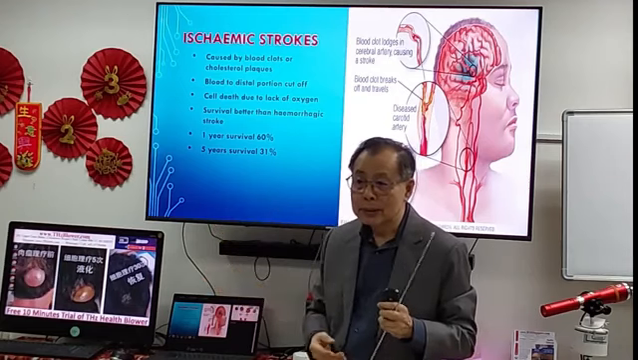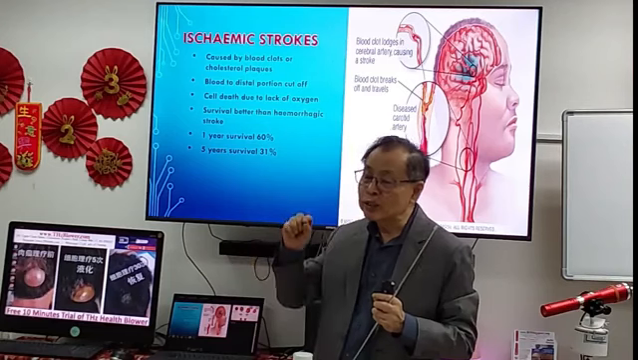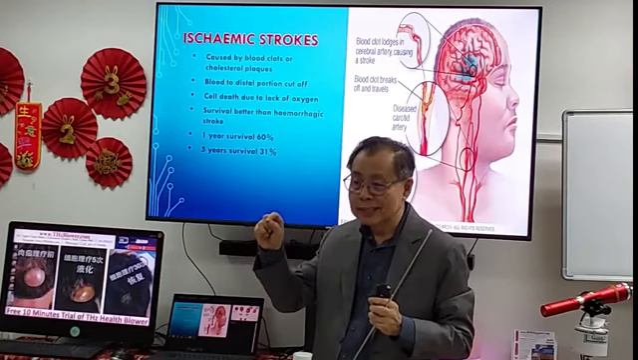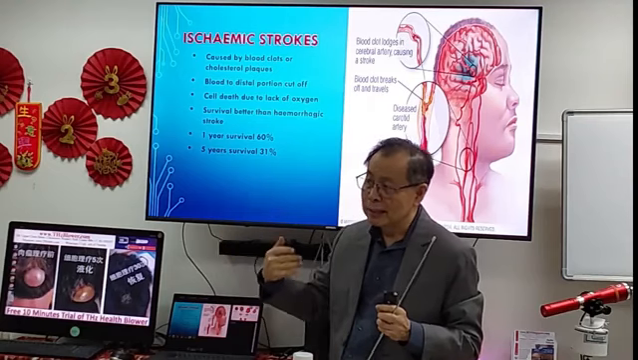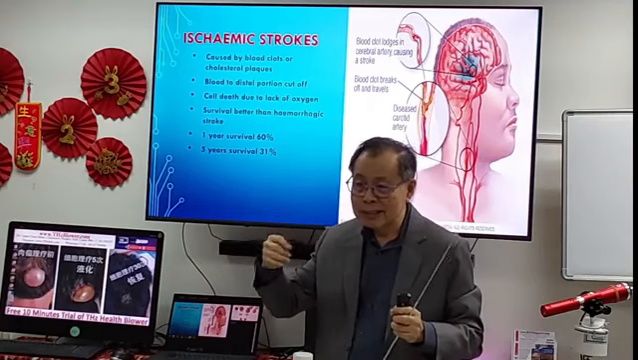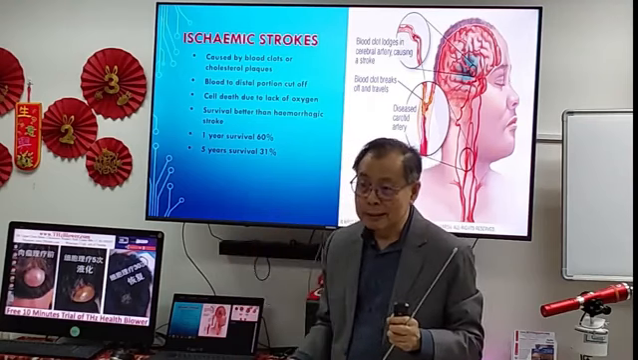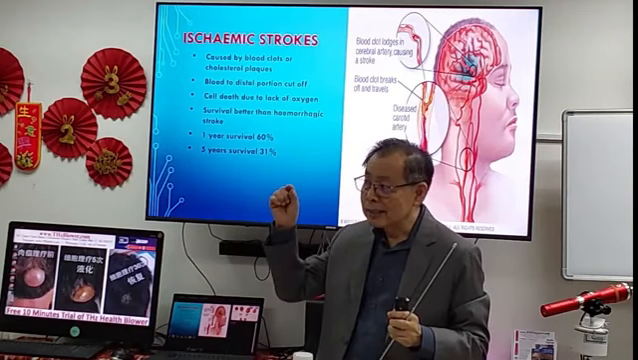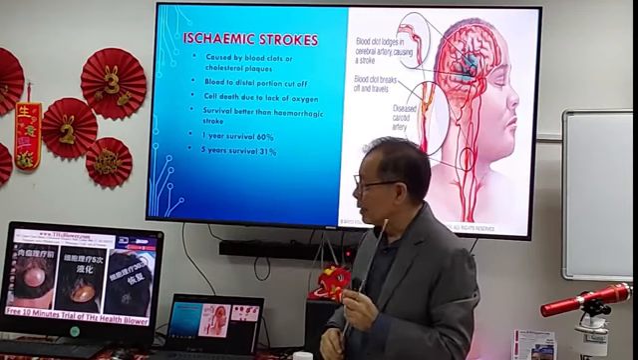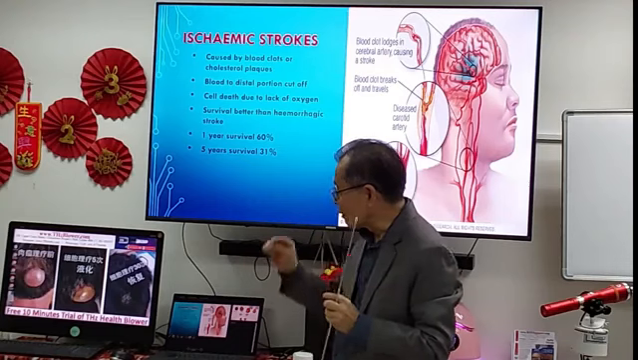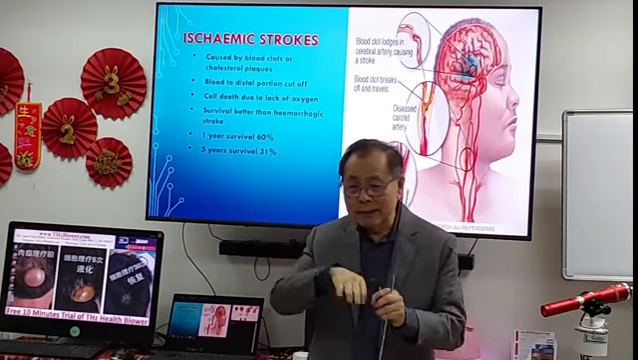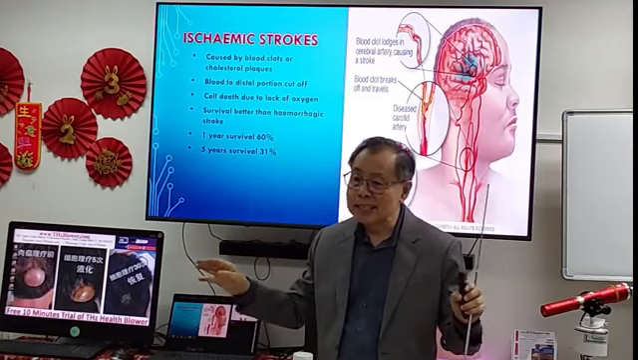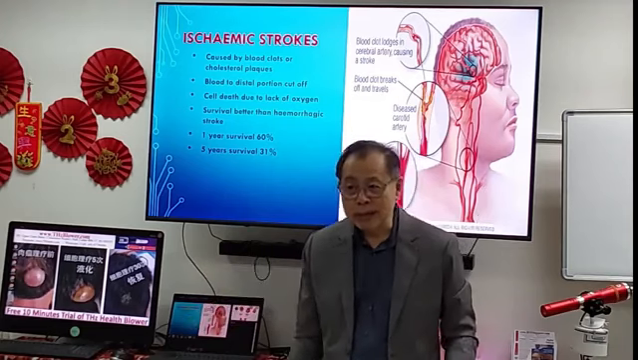But the mobility will be affected. Mobility depends on what area. If it's a sensory stroke, they can't feel or they can't balance themselves, but they can still live with it. If it hits a certain area, I think it's the internal capsule, where all the nerves that affect movement are, then of course you can't move.